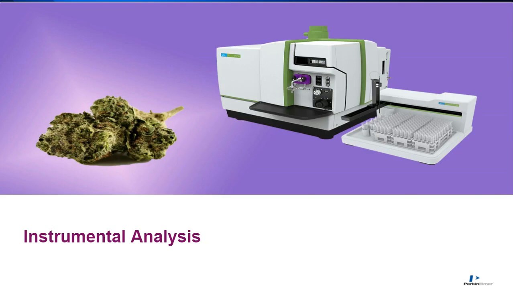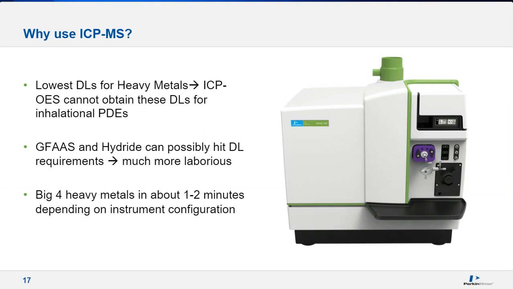Okay, so now we'll talk about the instrumental analysis, in this case ICP-MS. So why do we use ICP-MS? We're using ICP-MS because we can hit those lower inhalational PDEs, or permissible daily exposure limits, or the detection limits based on jurisdictions for the Big Four. Those limits can be particularly challenging for ICP-OES, especially at the dosage levels that many jurisdictions are going with.